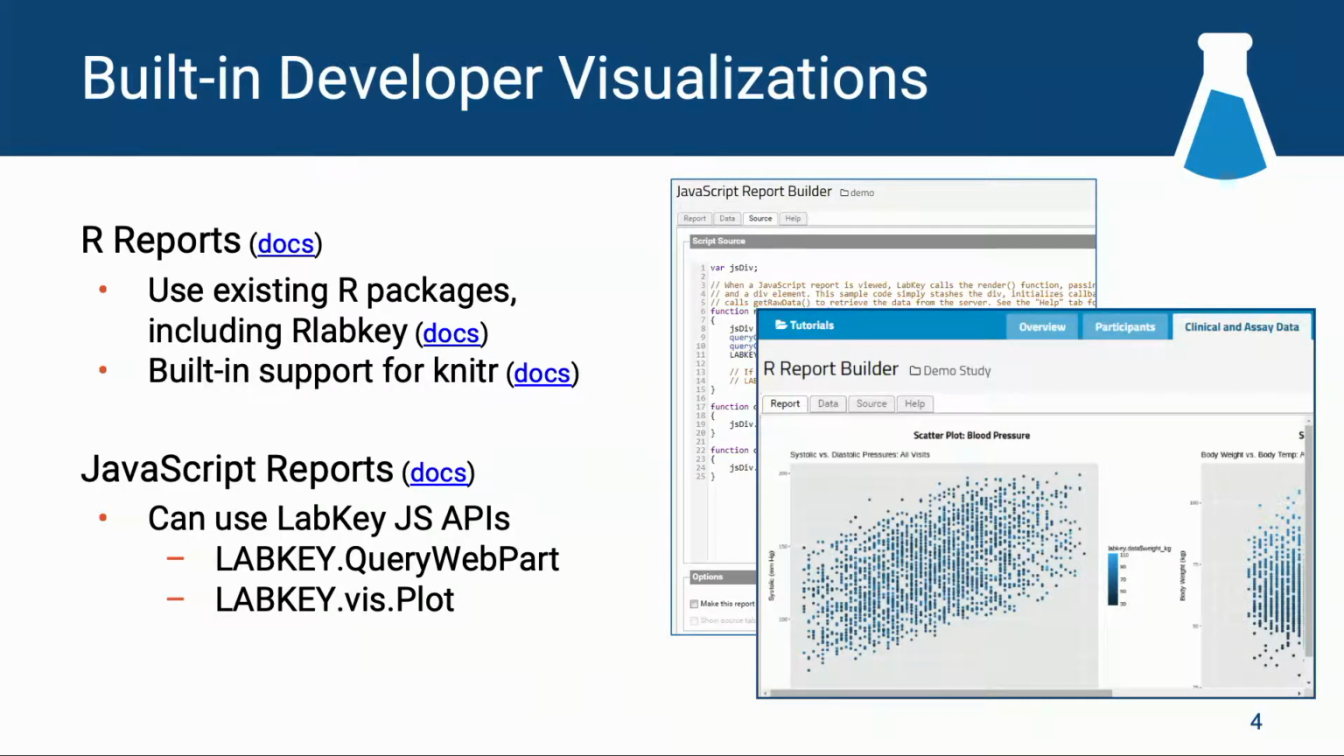Likewise, on the JavaScript report side, you can make use of JavaScript libraries in addition to our LabKey JavaScript API libraries for accessing data through select rows, things like that, but also the visualization plotting library that we have, which is the basis for the last set of reports that I talked about. So a lot of these JavaScript type of reports are all built off of that central labkey.viz.plot API package library. So those can also be used in this type of report.